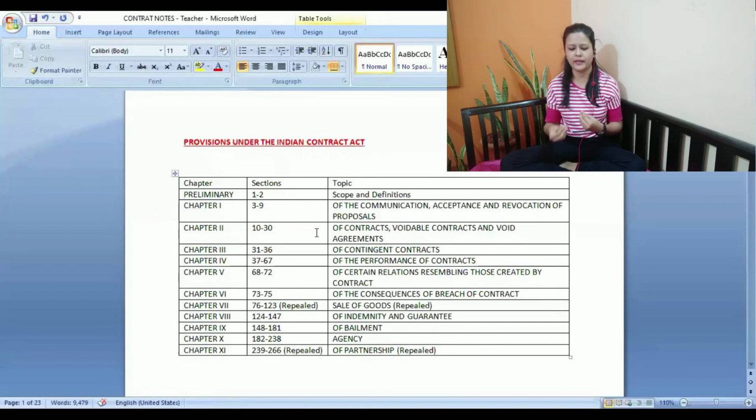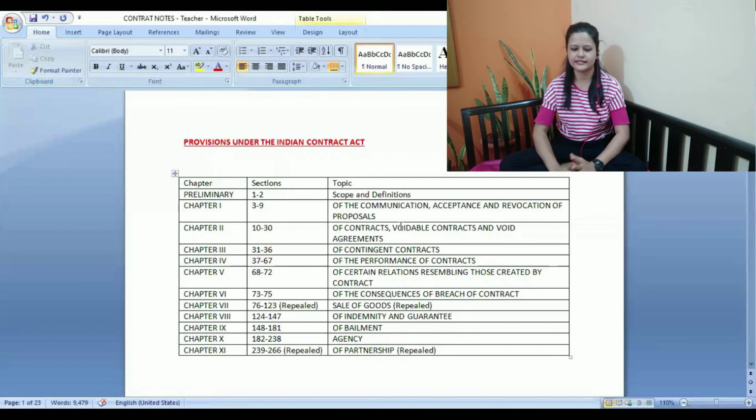238. It would be easier for you if you know the chapters, that this chapter contains these many sections and this is what it talks about. So even if you do not know the exact section, many times it would be easier for you to answer objective based questions. So you can try to remember this particular list as much as you can, the chapters, and also what all provisions are there in each of these chapters.